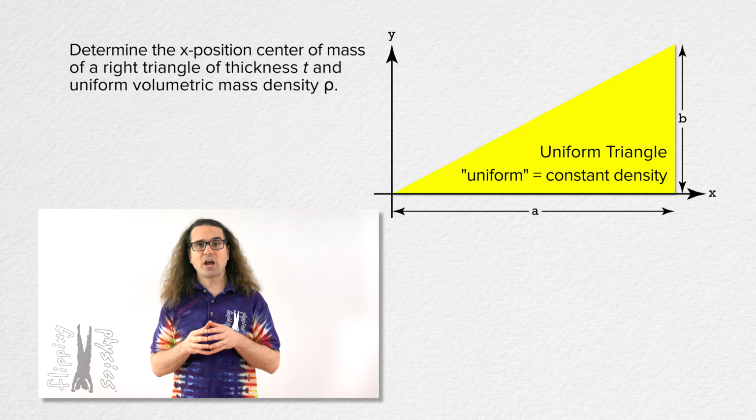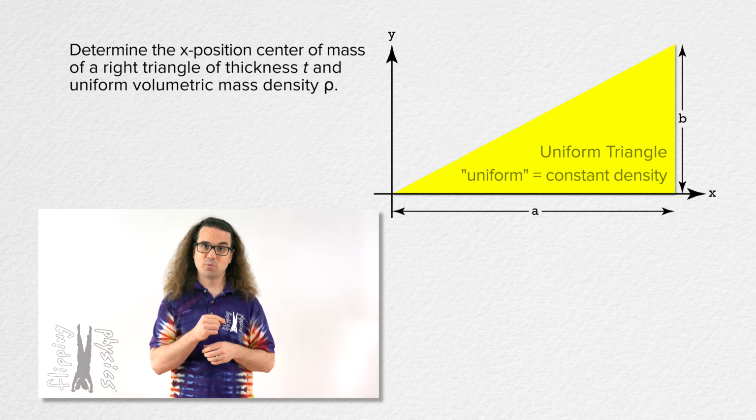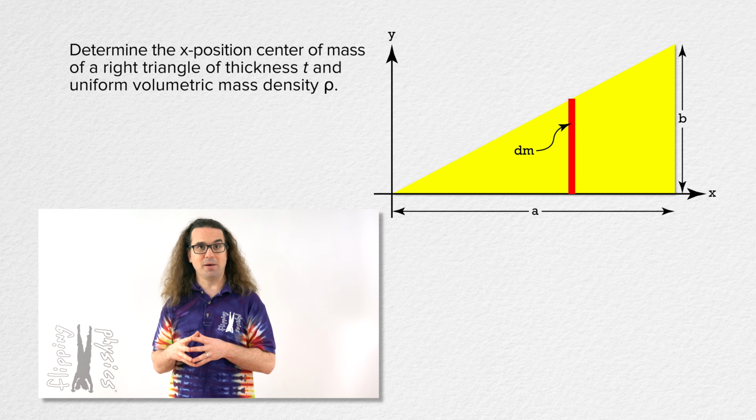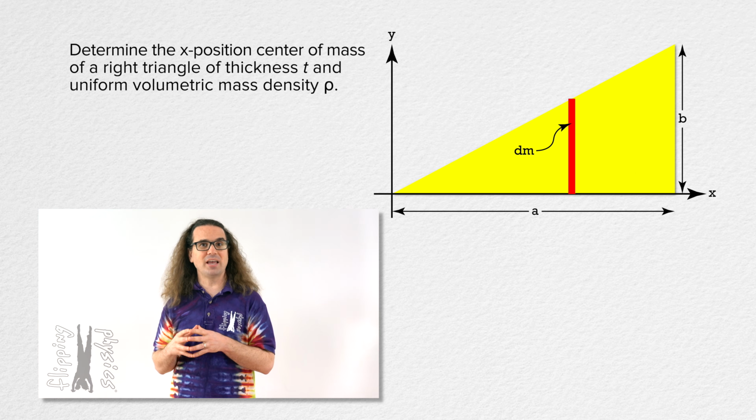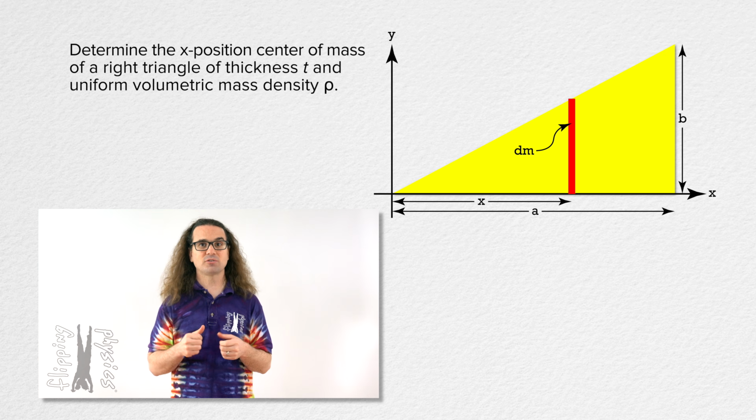Now, our job is to split the object, our uniform triangle with thickness t, into an infinite number of infinitesimally small pieces with mass dm. Those are going to have a shape of a rectangular box and be located a distance x from the left corner of the triangle, and that left corner of the triangle is located at the origin of our xy coordinate system.